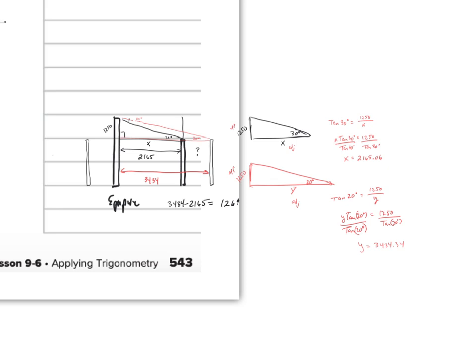When in doubt, make sure you know your SOHCAHTOA. Sine is the opposite over the hypotenuse, cosine is the adjacent over the hypotenuse, tangent is the opposite over the adjacent, and then just making sure that we create a right triangle and fill in the information we know, and then figure out which ratio works the best for us.